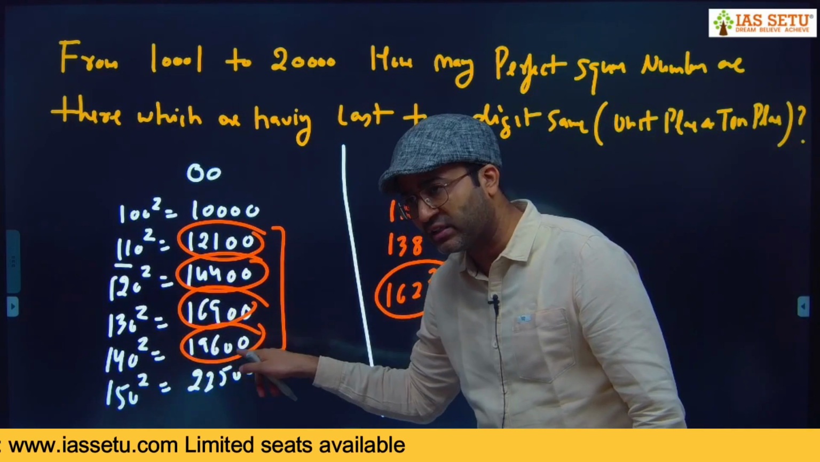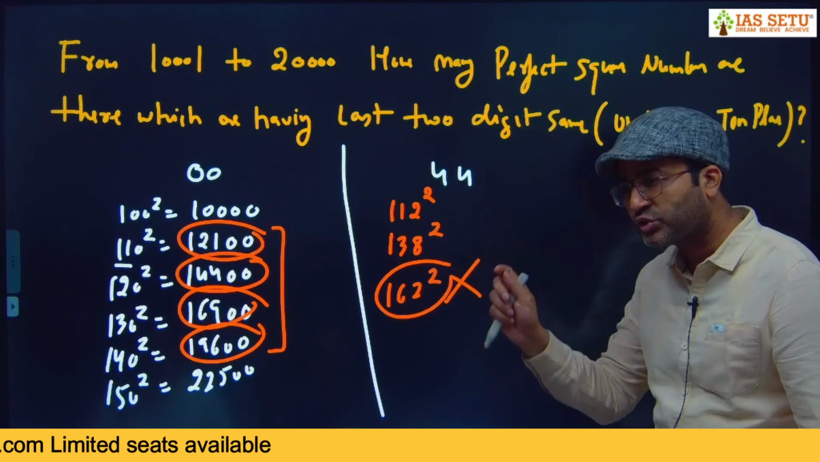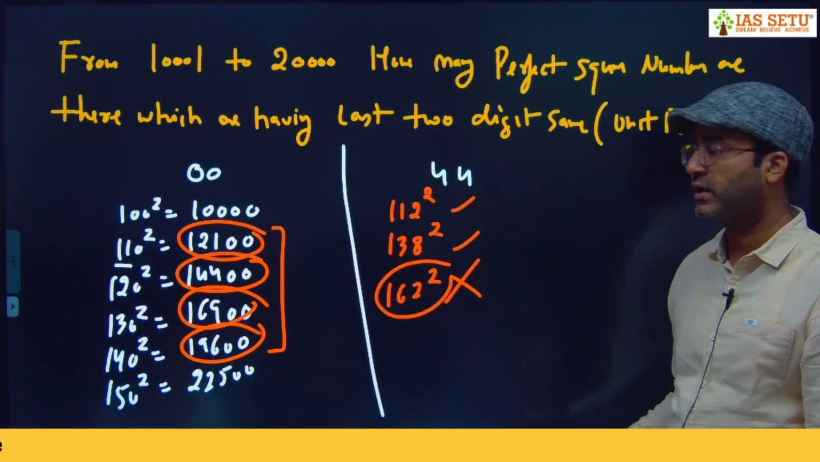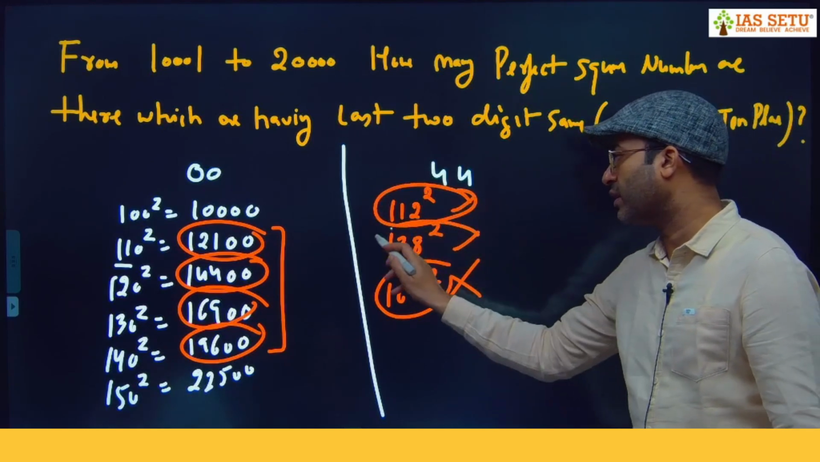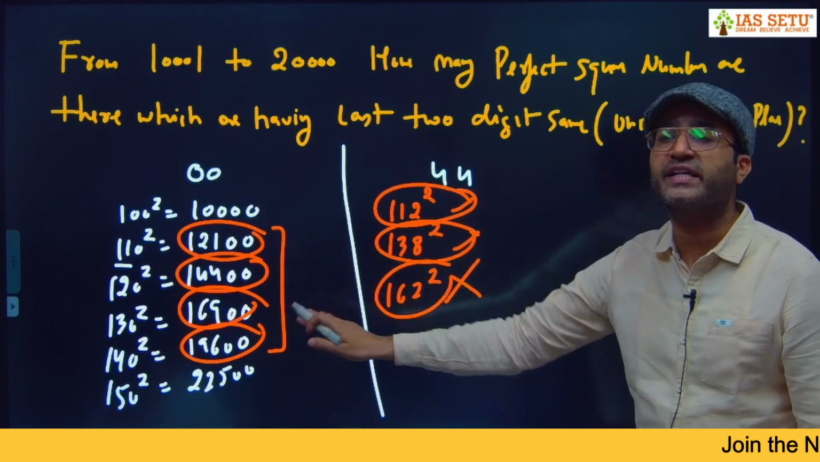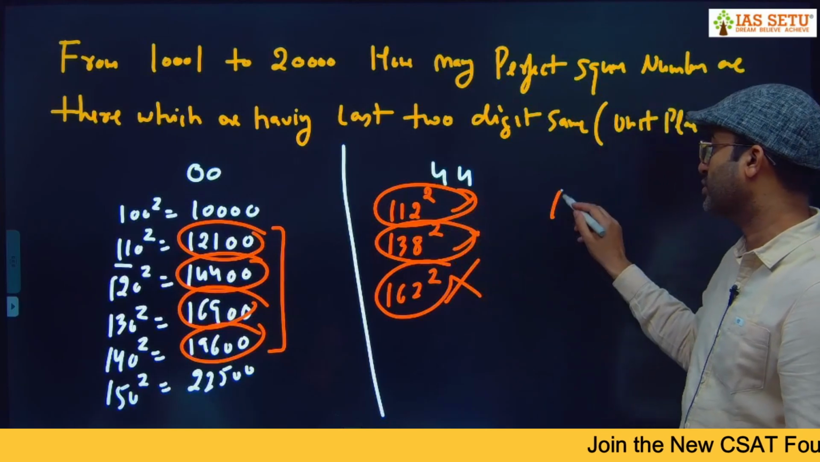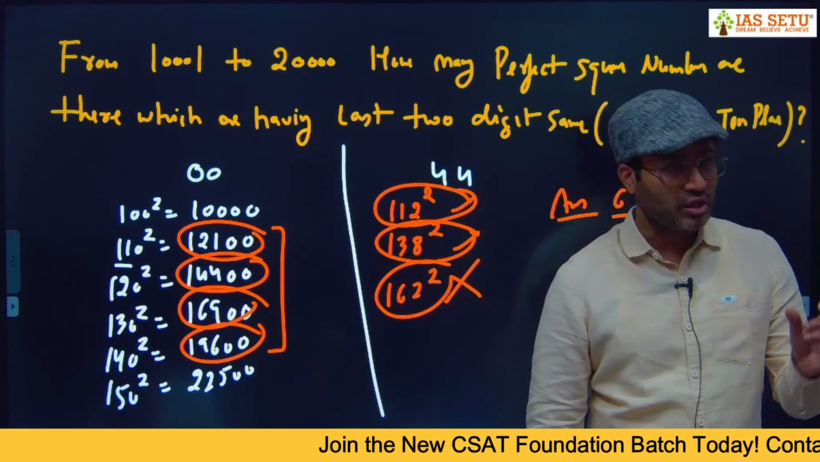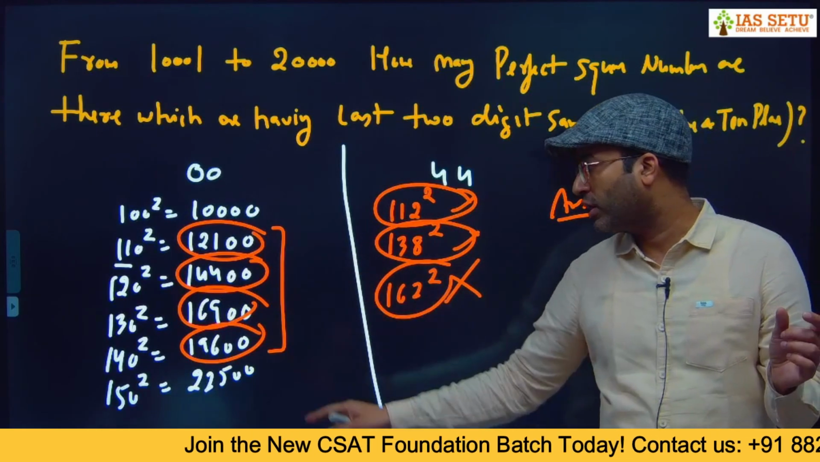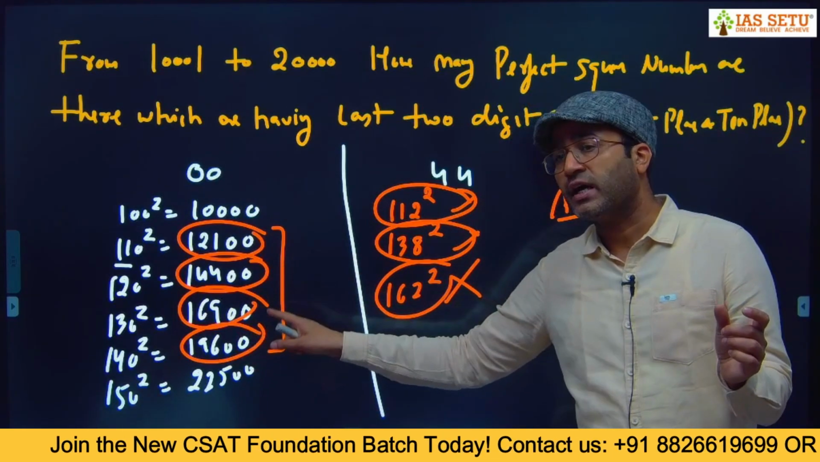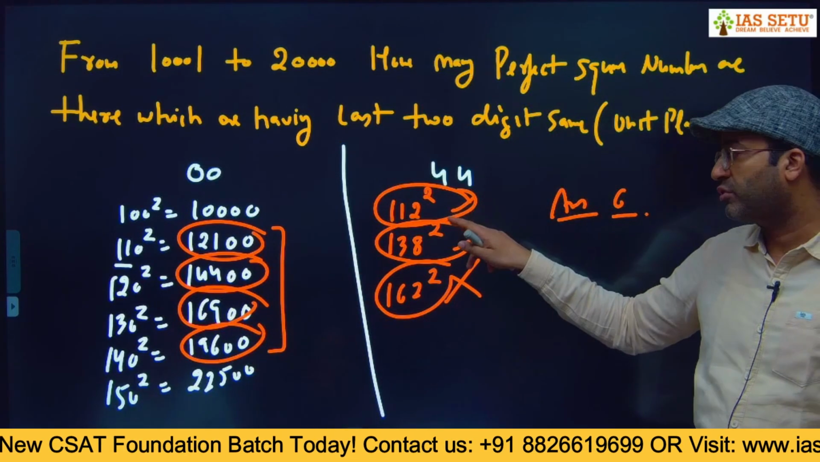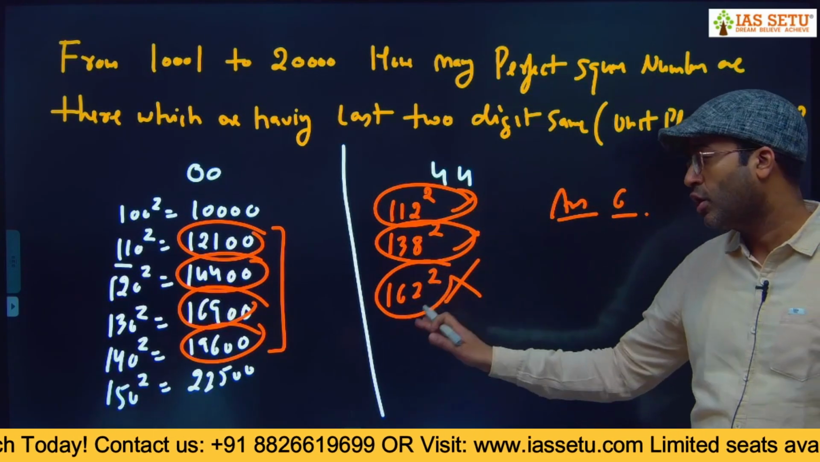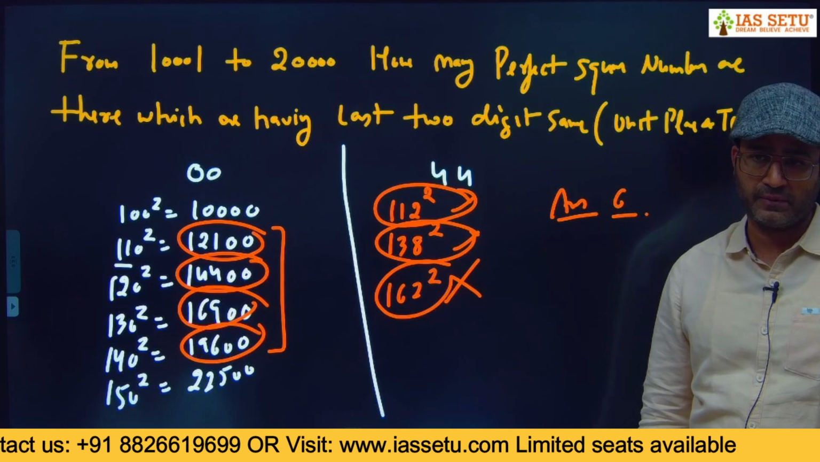140 square is 19,600, so 138 square will be smaller than 19,600. तो ये दो नंबर और आएंगे. 112 square and 138 square will come in the range. So 4 plus 2, our answer here is 6. So you can write answer: 12,100, 14,400, 16,900, 19,600, 112 square, 138. 162 will be bigger number, 188 will be much bigger number. Will not have.